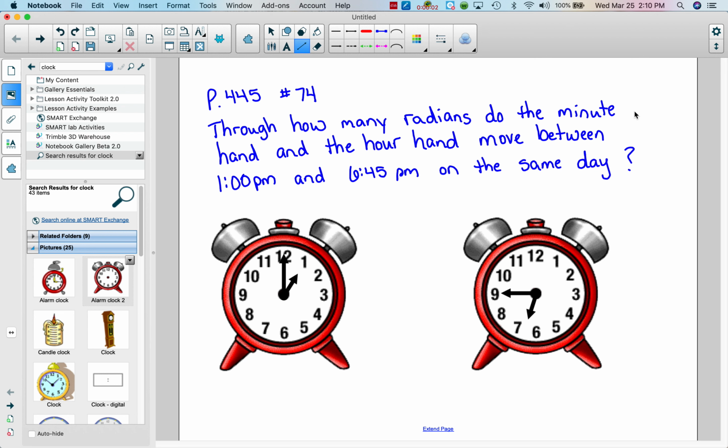Questions about page 445, number 74. Through how many radians do the minute hand and the hour hand move between 1 p.m. and 6:45 p.m. on the same day?